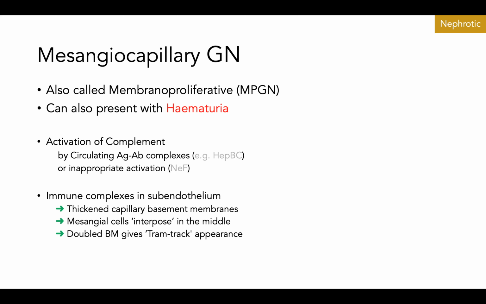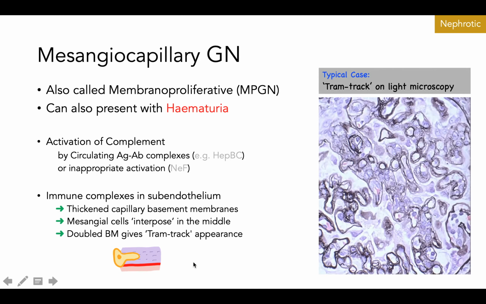The pathology of MPGN is that these immune complexes, and in this case that refers to complexes of complement protein, deposit in the subendothelial layer. This causes the capillary basement membranes to get thicker, and then mesangial cells can come along and send projections into the thick basement membrane called mesangial interposition. And now you have a doubling of the basement membrane because you have a layer above and a layer below, and if you stain for basement membrane you get what's called a tram track appearance of doubled basement membrane. I think that's best appreciated just here on this diagram.